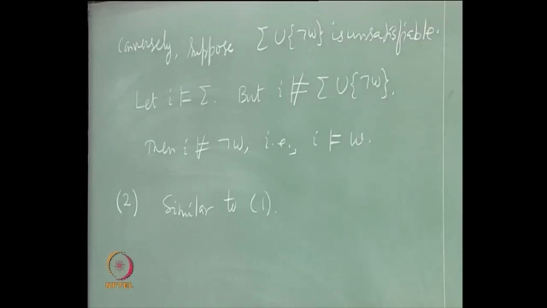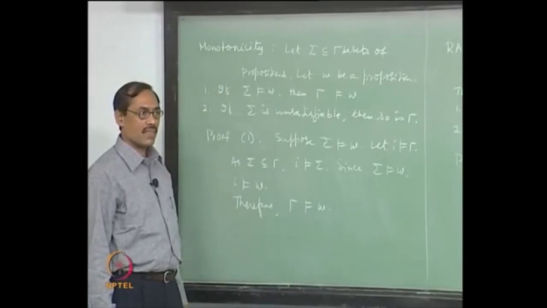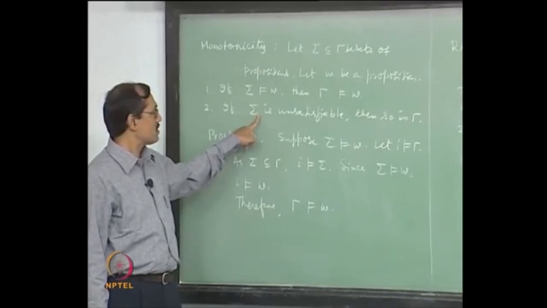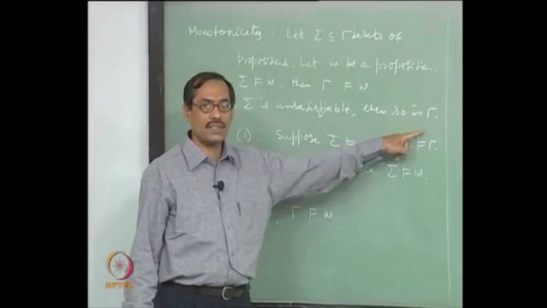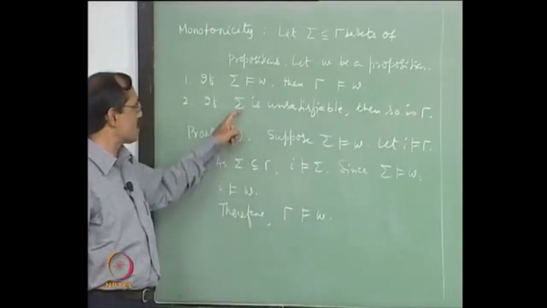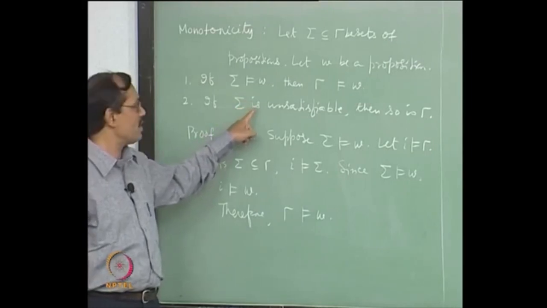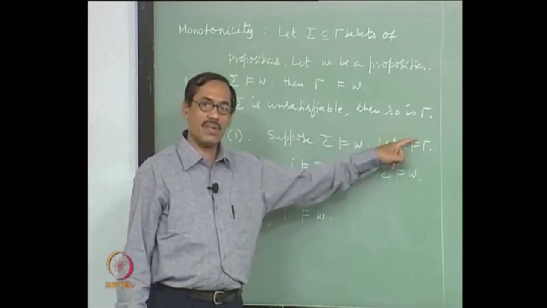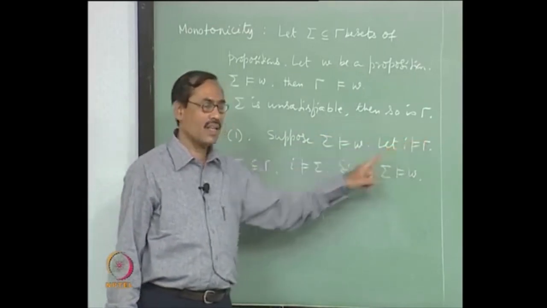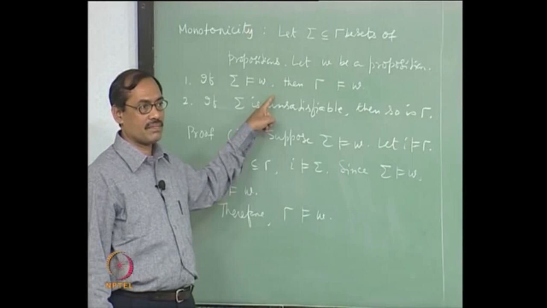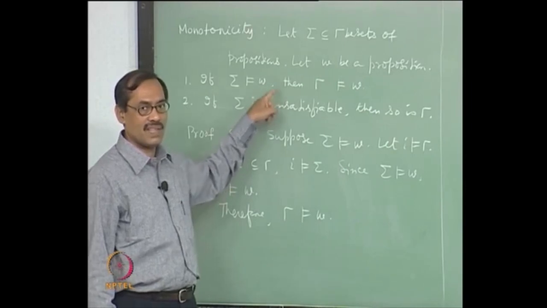Fine. Now, if you see reductio ad absurdum and compare that with monotonicity, there are two statements similarly in monotonicity. So, can you see what the second one is telling? It says if sigma is unsatisfiable, then gamma is also unsatisfiable. Now, instead of sigma, suppose I take sigma union not W. If sigma union not W is unsatisfiable, then gamma union not W is unsatisfiable. Then I get the first one by reductio ad absurdum. That is why they are listed under the same monotonicity.